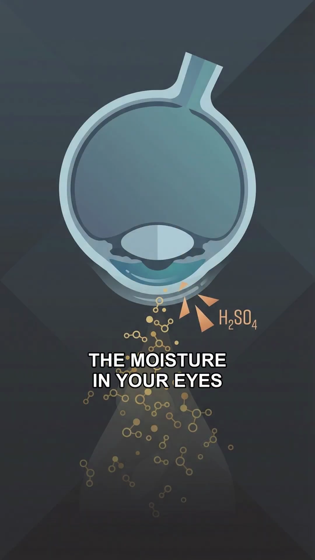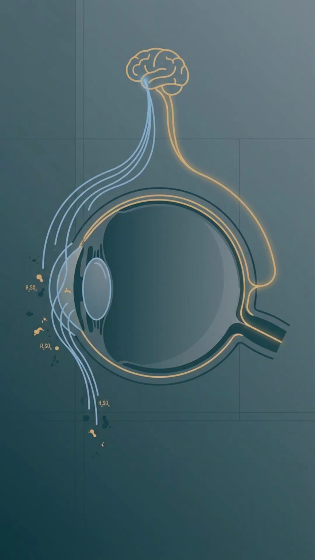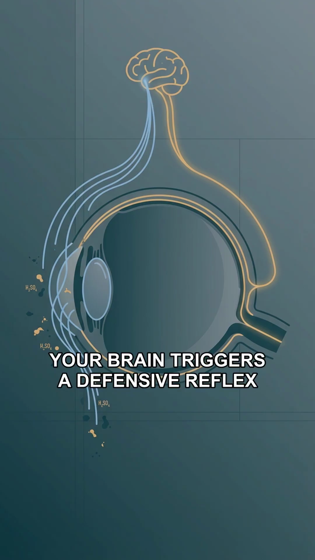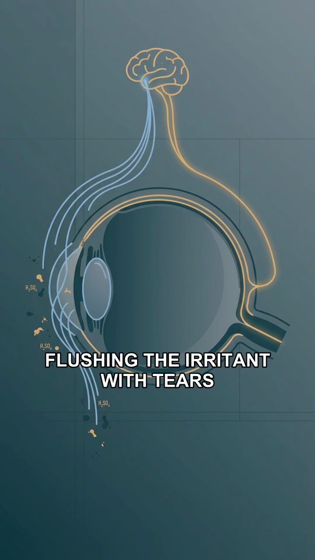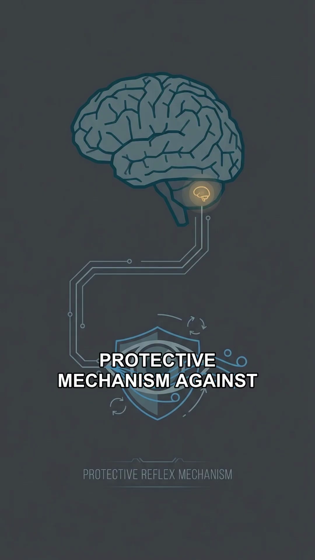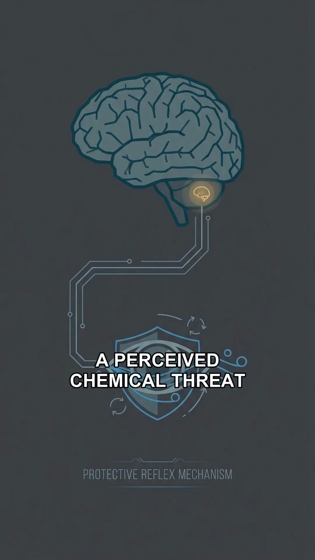When the gas contacts the moisture in your eyes, it forms a mild sulfuric acid. This acid irritates the cornea's nerve endings. Your brain triggers a defensive reflex, flushing the irritant with tears. The response is not emotional, but a precise, protective mechanism against a perceived chemical threat.